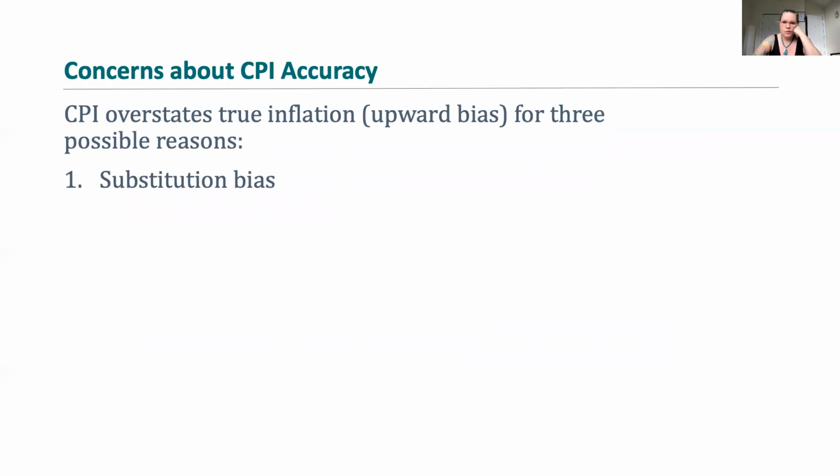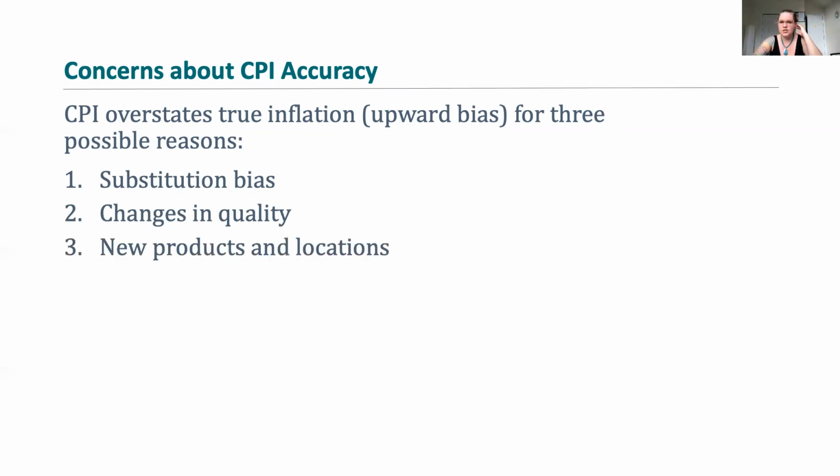So there are some concerns that we have about the accuracy of the CPI. Primarily, they fall into two categories: substitution bias and changes in quality. And these are going to be broken down in the next few slides.